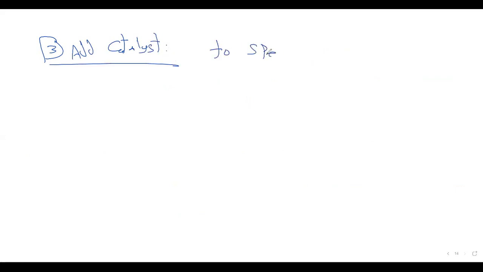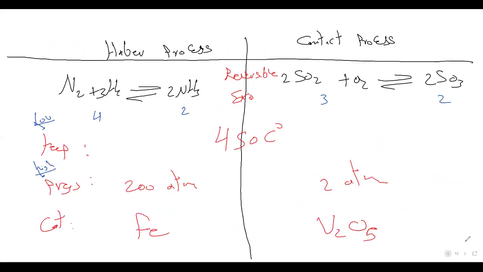Adding catalysts. Why are you adding catalysts? To speed up the reaction. The catalyst affects only the rate, not the equilibrium. So it speeds up the reaction for the rate, not for the equilibrium. So this is for Haber and contact.